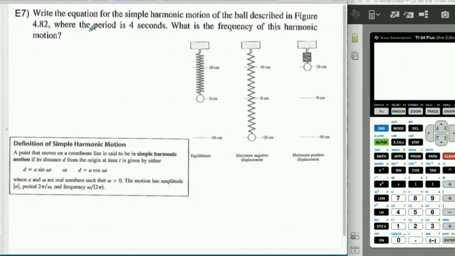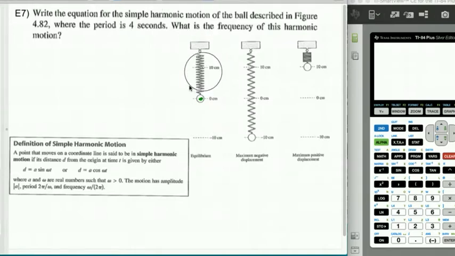So we're going to write an equation for simple harmonic motion of the ball described in the figure, where the period is 4 seconds. What is the frequency? I'm going to assume that this is the start because this is the first picture they gave us. So if this thing starts in the middle, it depends. It's unclear where they want us to start.